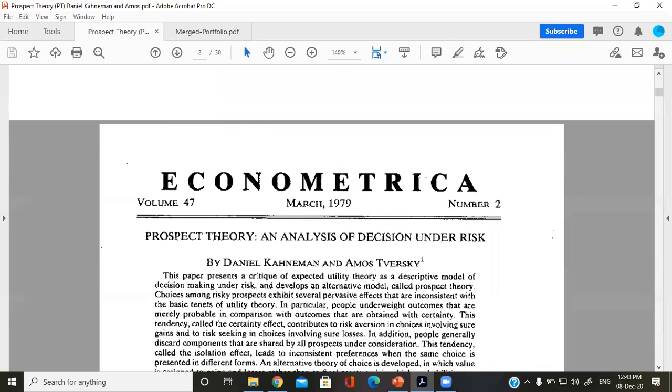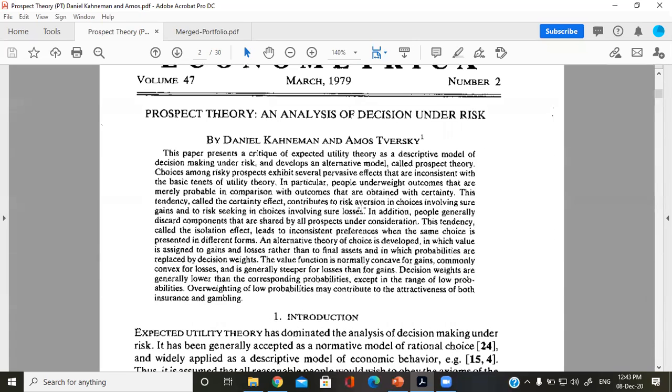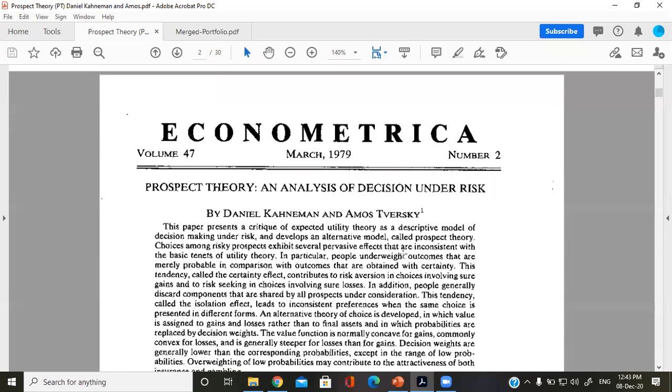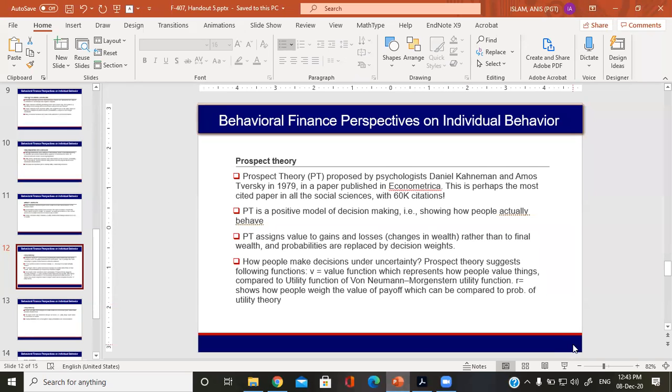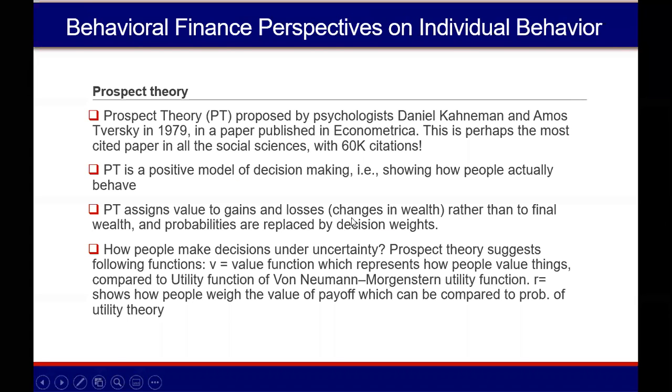This paper was published in the Econometrica journal, which is a very highly respected journal in economics and in social science, very specifically. It was published in 1979, but this paper has more than 60,000 citations. You are familiar with what we mean by citation: 60,000 papers have cited this paper for their own research. So you can understand how important and influential this paper was, and how influential it still is in shaping behavioral finance.